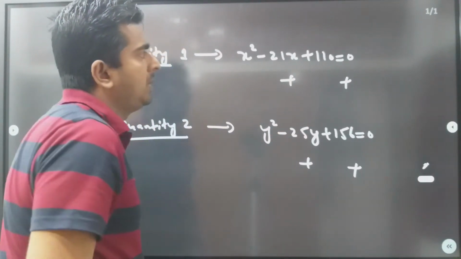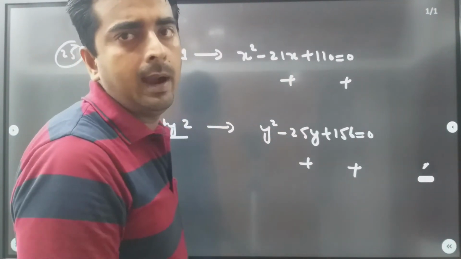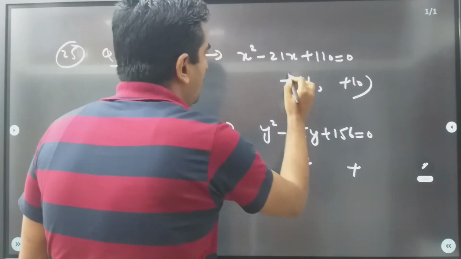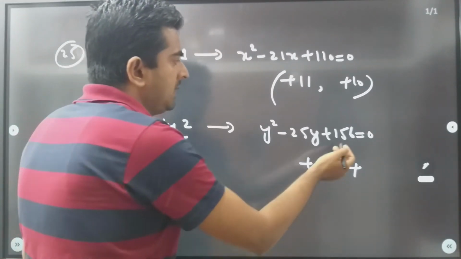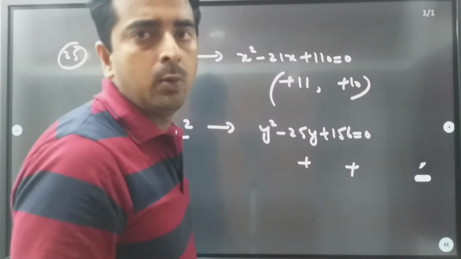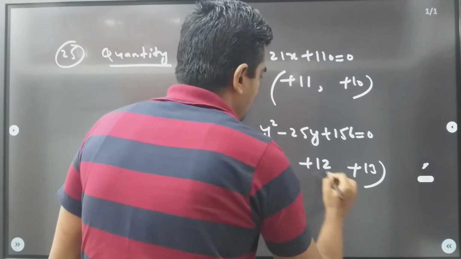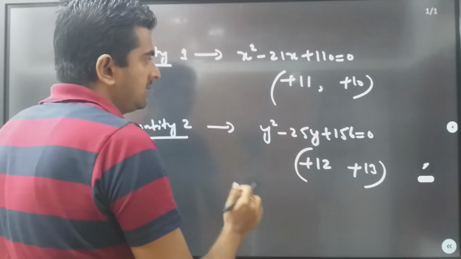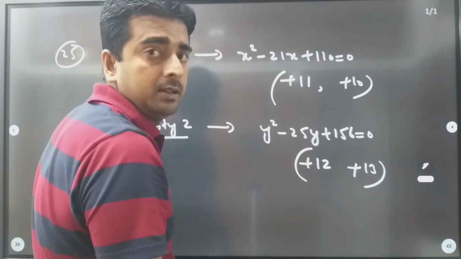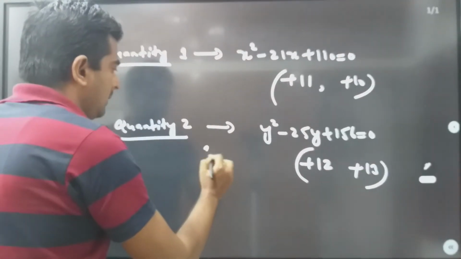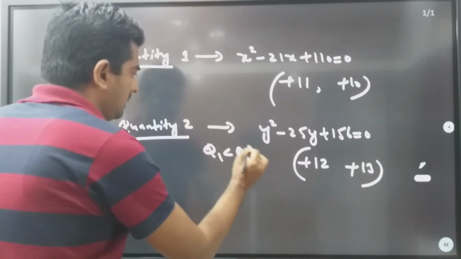Two numbers you have to multiply, you should get 110. When you add, you should get 21. So this is 11 and 10. Other two numbers when you multiply, you should get 156. When you add, you should get 25. This is 12 and 13. Compare 11, 12: 12 is greater. 11, 13: 13 is greater. 10, 12: 12 is greater. 10, 13: 13 is greater. Q1 is less than Q2.